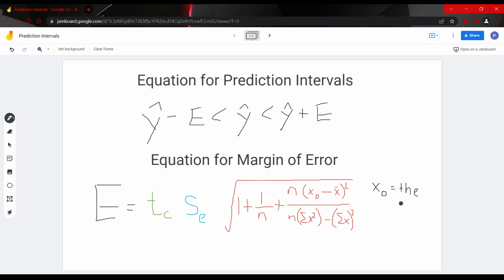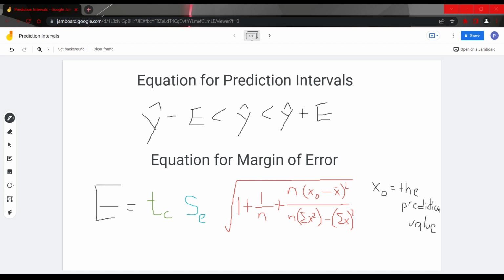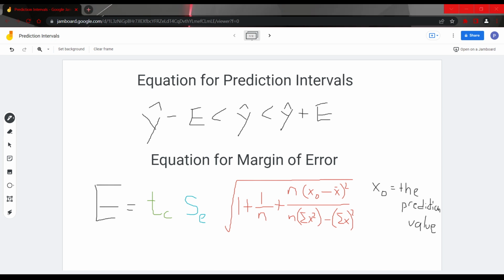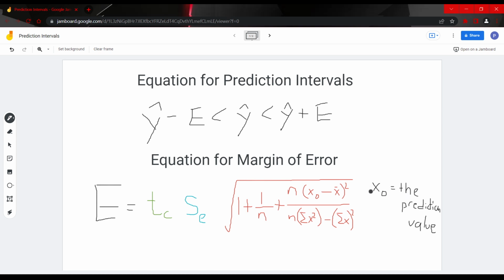The prediction value, I guess, is what we'll call it. So in our previous example with blood pressure and age, we are predicting the blood pressure of someone who is age 30. So 30 will be our x0. x0 will be given generally. I will pretty much always give you x0 to ask you to predict something at this value.